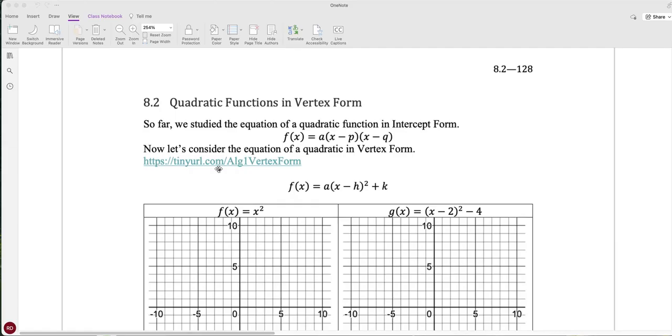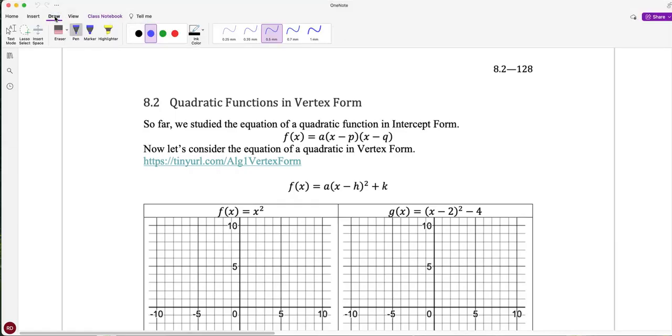Okay, Algebra 1. Last time we were together, we talked about quadratic functions, which are parabolas in a graph. We talked about what it means to be in standard form, and we talked about intercept form: f of x is equal to a, x minus p, x minus q.